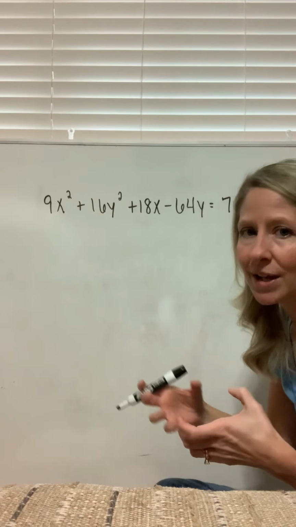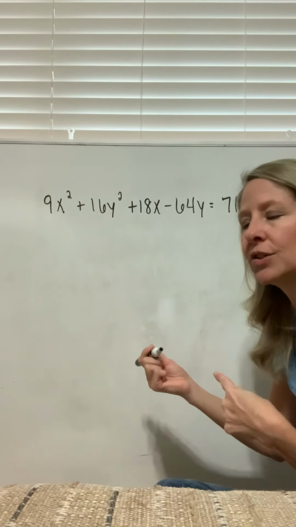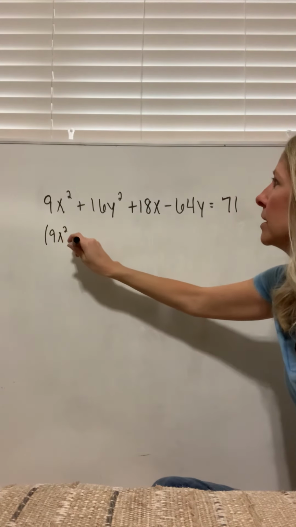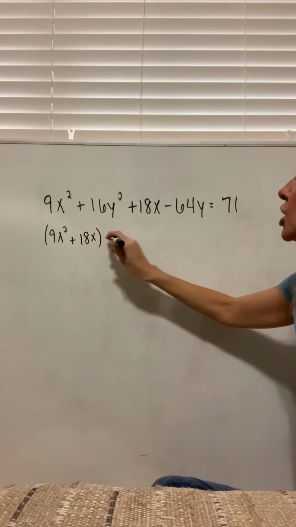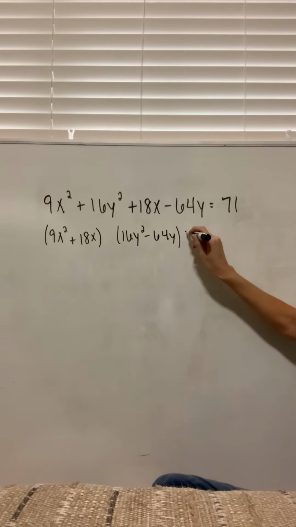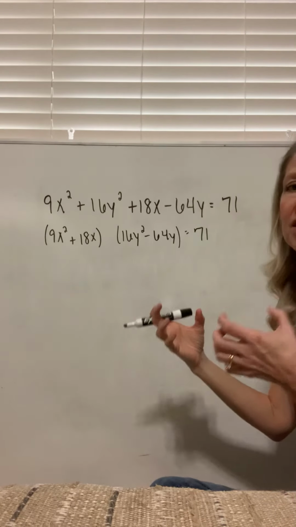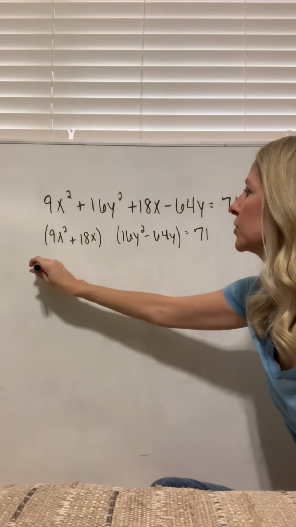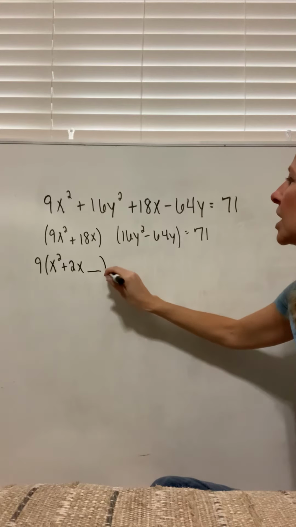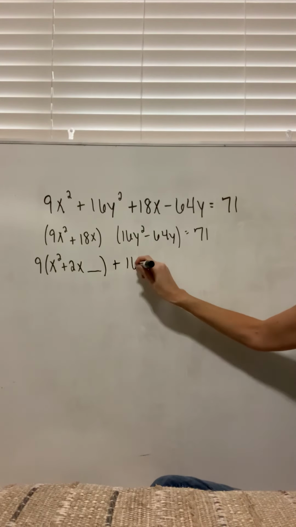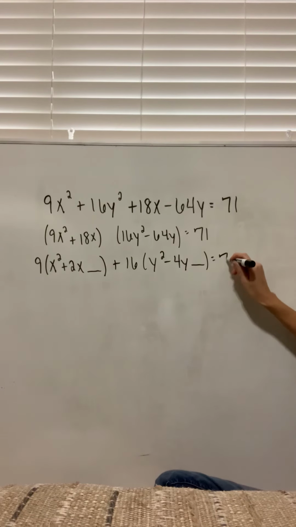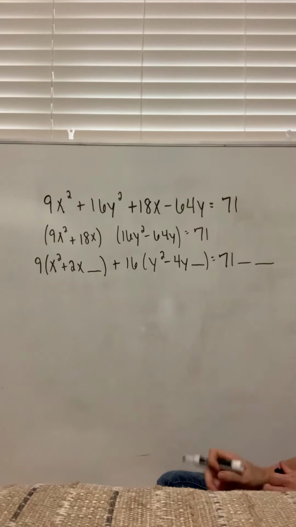If you can do that in one step, that's fine. Otherwise, do it in 2 steps like I'm going to do here. So if you group your x's, you have 9x squared plus 18x. Group your y's, you have 16y squared minus 64y. And then we have our 71. So that's the grouping. Now we're going to factor. If we factor out a 9, we have x squared plus 2x, and we leave a blank. We're factoring out a positive 16, which leaves us with y squared minus 4y. We put a blank. Equals 71, and then our 2 blanks.